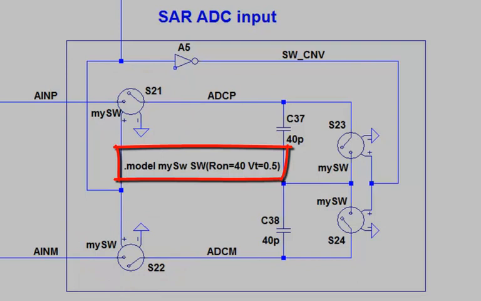In the model statement I say that the on resistance is 40 ohm, that comes from the datasheet, and a logic threshold voltage of 0.5. If the control input is higher than 0.5, the switch is on. If the control input is lower than 0.5, the switch is off.